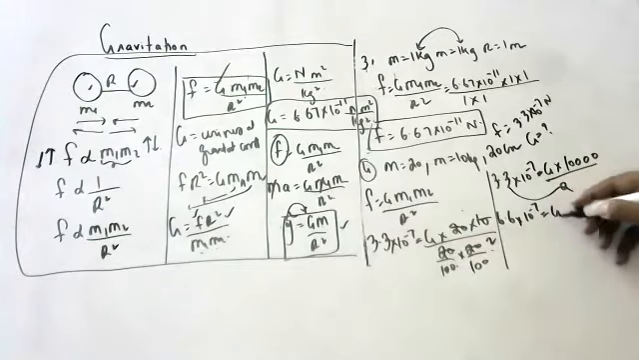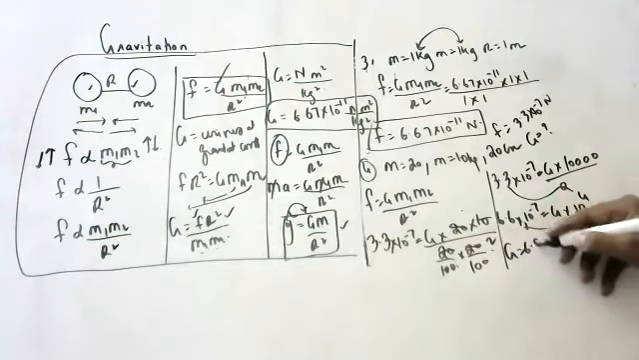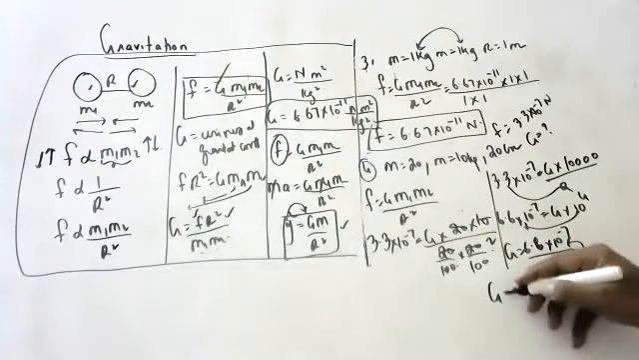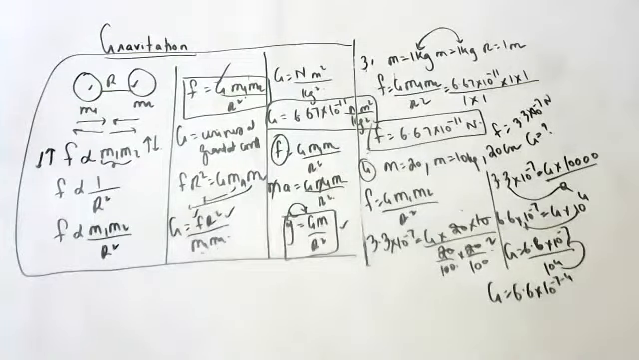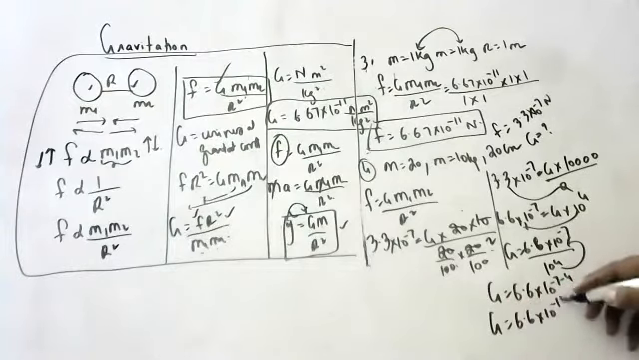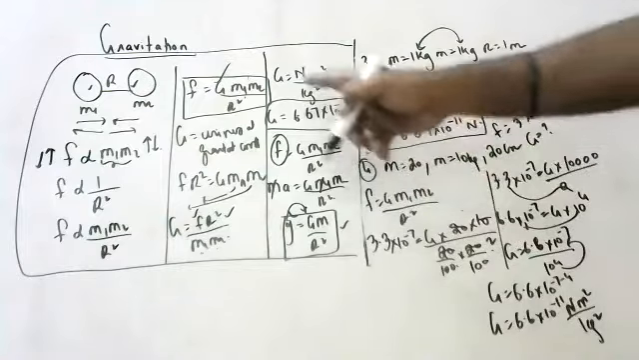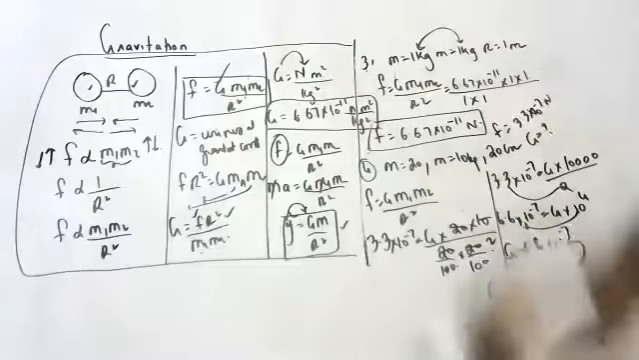6.6 into 10 power minus 7 is equal to 4 into 10 power 4. G is equal to 6.6 into 10 power minus 7 by 10 power 4. Sir, then 4, bring it up. Okay, 6.6 into 10 power minus 7 minus 4. G is equal to 6.6 into 10 power minus 11 Newton meter square per kg square. Unit, very good. The unit of G is Newton meter square per kg square.